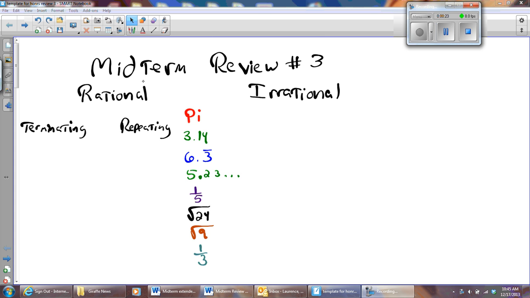All right, so let's talk about rational and irrational numbers. Remember, a rational number either terminates or repeats. It includes all fractions. All fractions are included here.